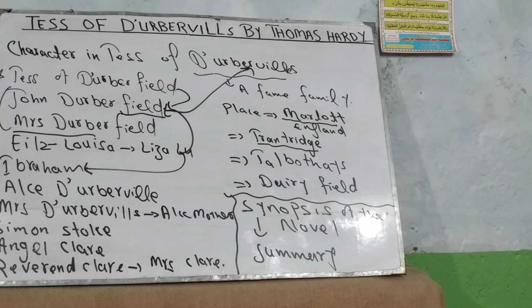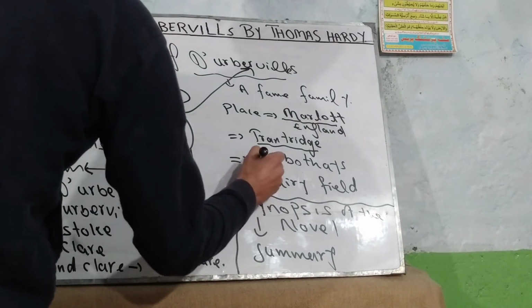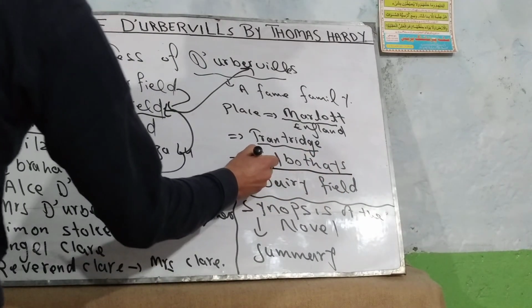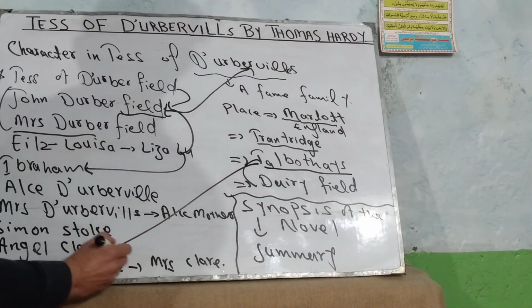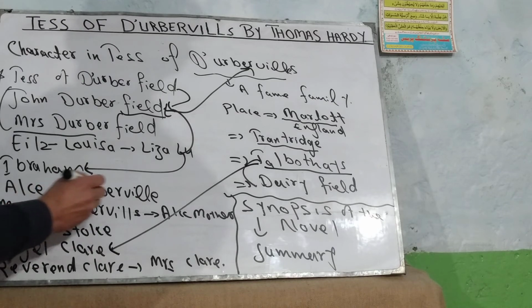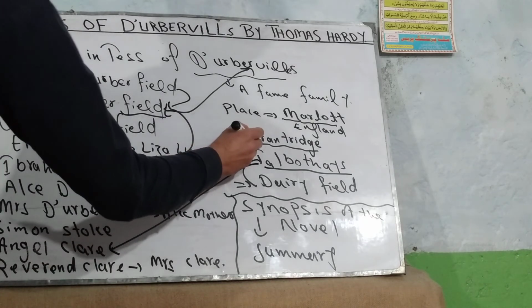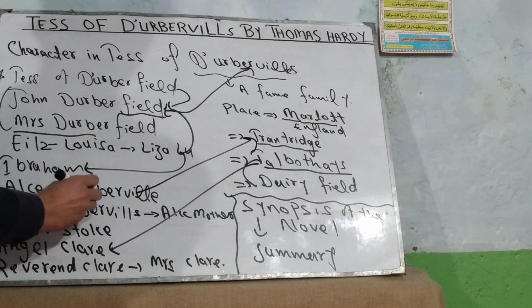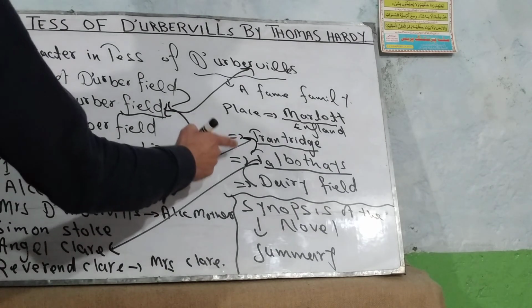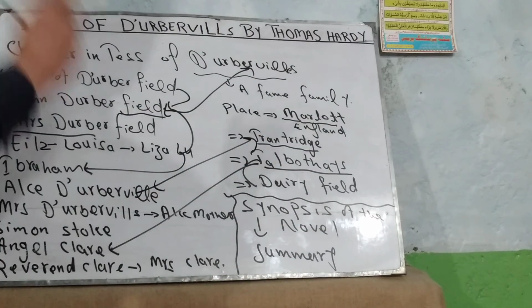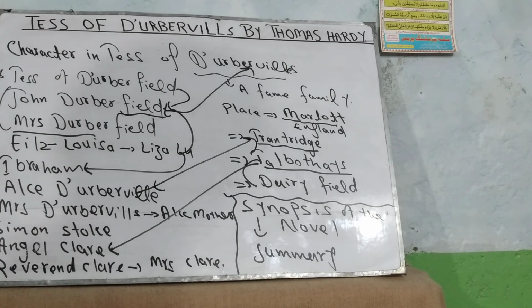She again started to go out and went to Talbot's dairy farm. Here she again met a man, Angel Clare. Earlier, when she was at D'Urberville's in Trantridge, she met Alec D'Urberville, a rude boy who had harmed the chastity of this girl, and she had given birth to a child.